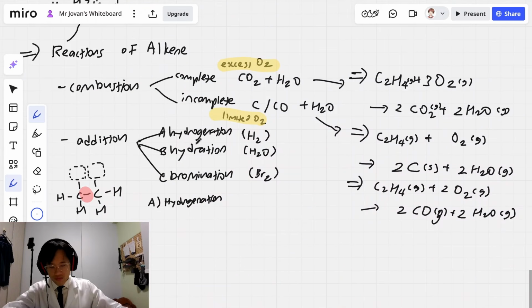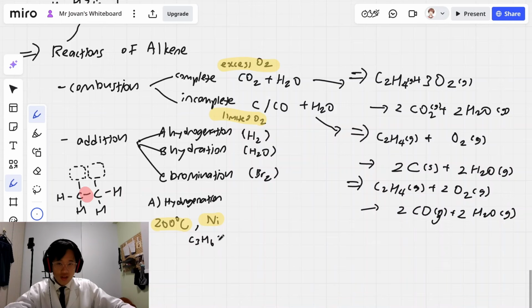So for hydrogenation, what are the conditions that we need? First of all, we need a high temperature of 200 degrees Celsius, and we need the presence of a nickel catalyst. Two things for you to know. Now I'm going to write the equation. We're going to use the example of propene. It can be any alkene, but we're just going to use propene as an example. So let's go C3H6. It's a gas.